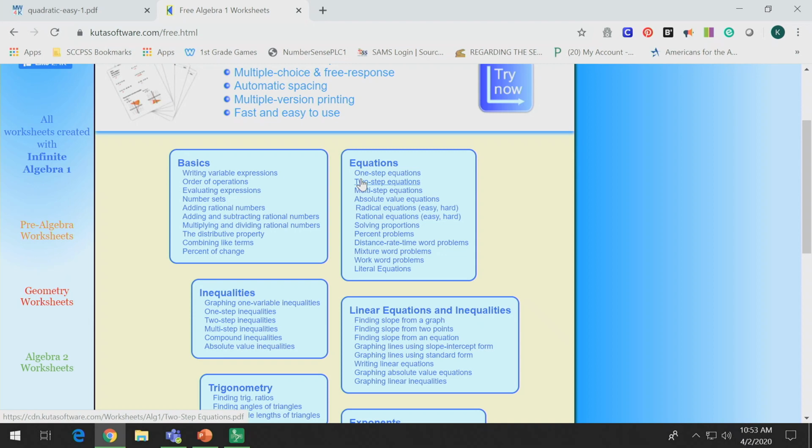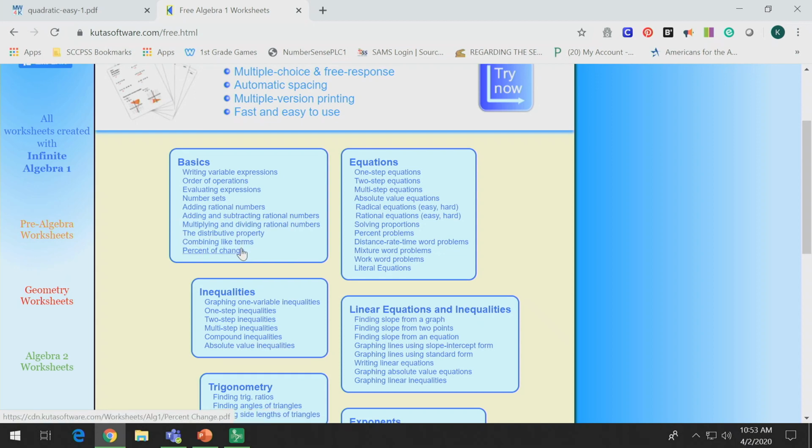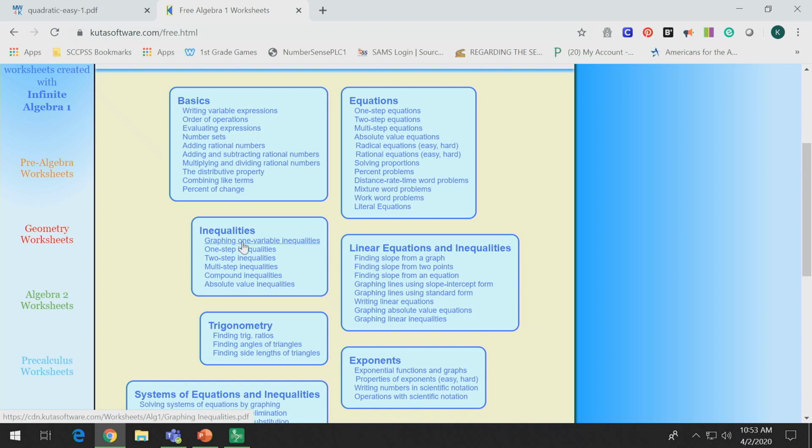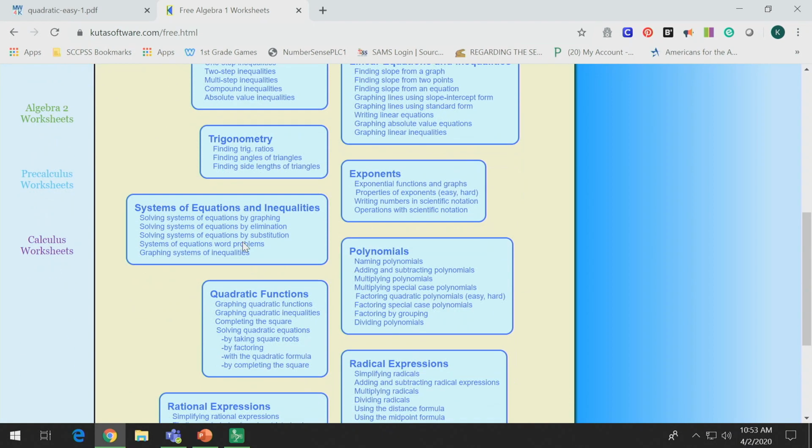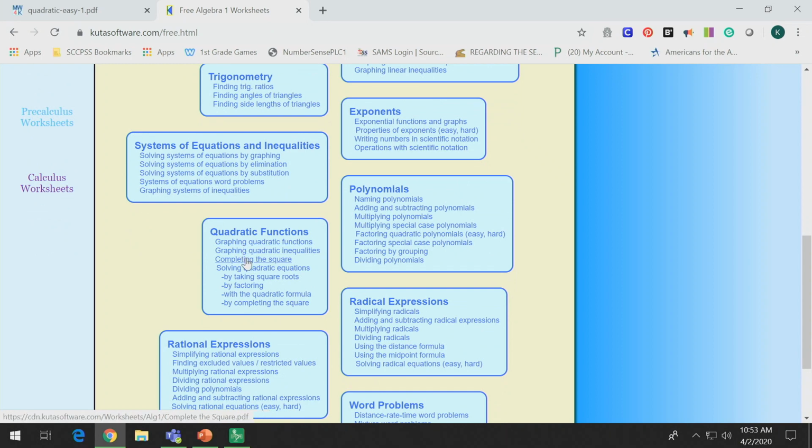Those of you that still need help with solving equations, look at all these resources they have. The basics where you're dealing with adding and subtracting rational numbers, code word fractions. Keep stuff like that in mind. When we get to quadratic functions, we have several different options here where you can factor. Oh, here's where we want to go. I apologize. Polynomials, naming them, adding, multiplying. Then we talk about factoring.